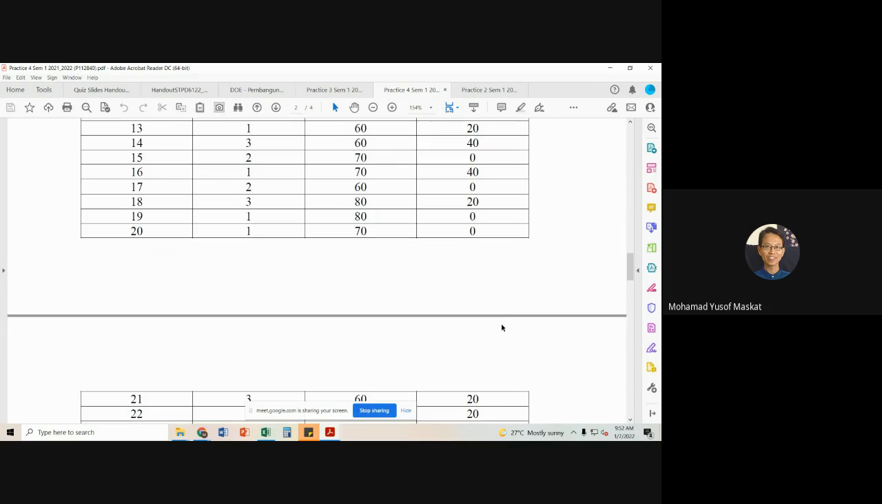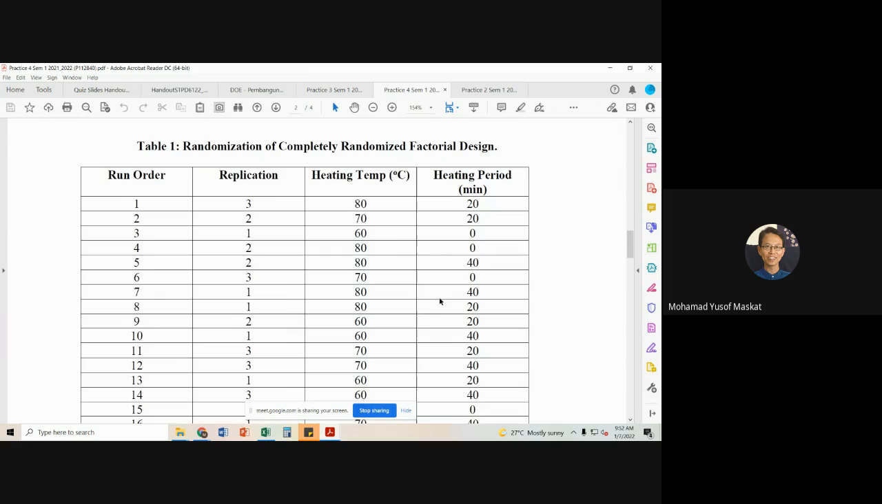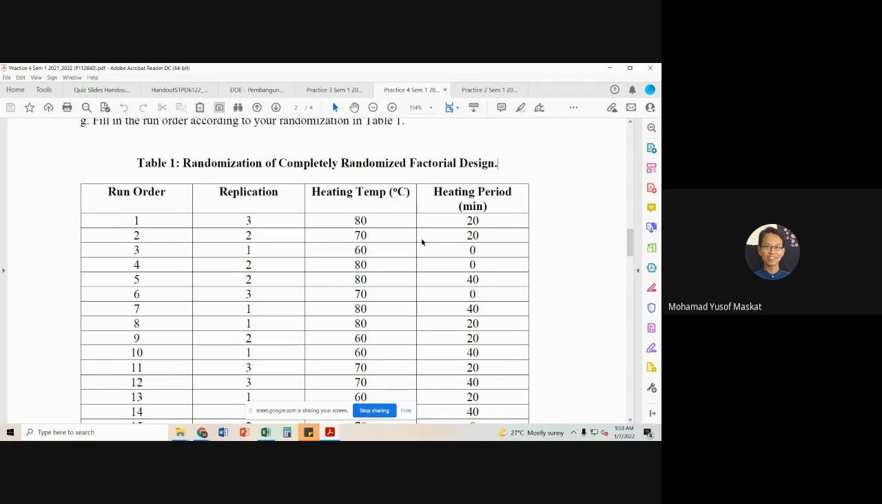Okay, so for a completely randomized factorial design, as in a completely randomized design, all the 27 samples have to be randomized. So you can see that there is total randomization for replication over here, total randomization for heating temperature, and also total randomization of heating period. So if you look at this, then you know that this is a completely randomized factorial design.